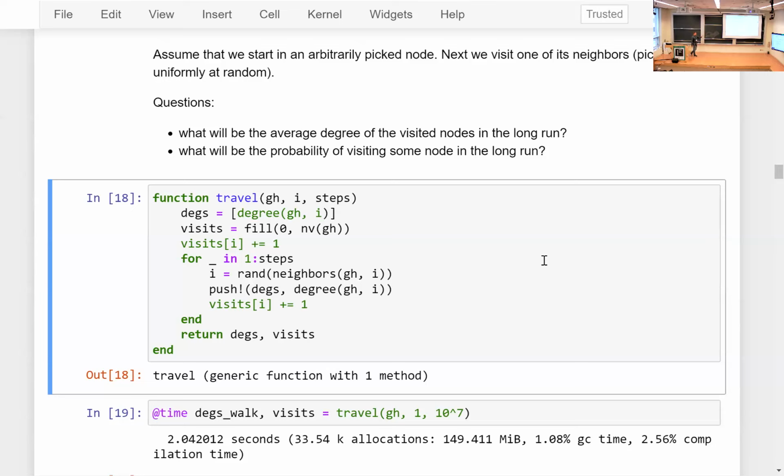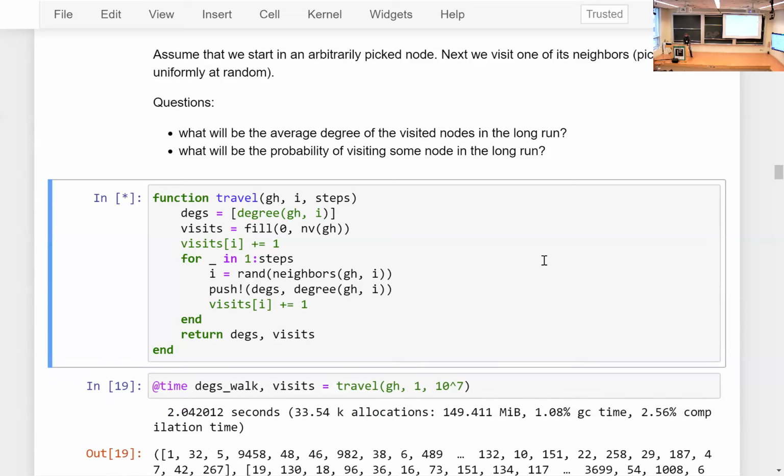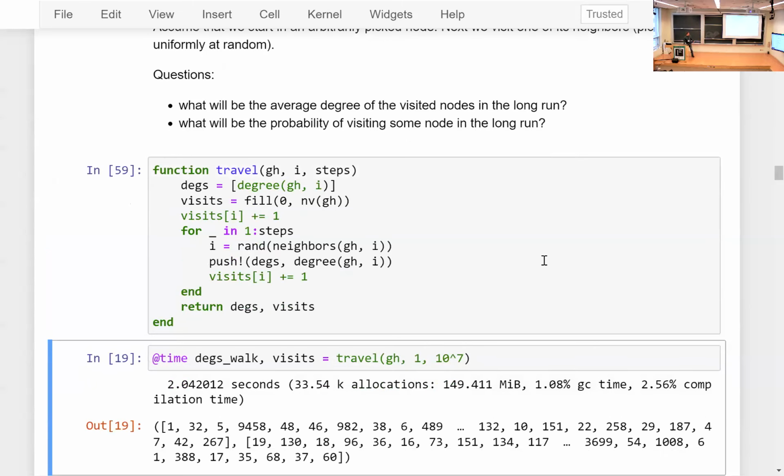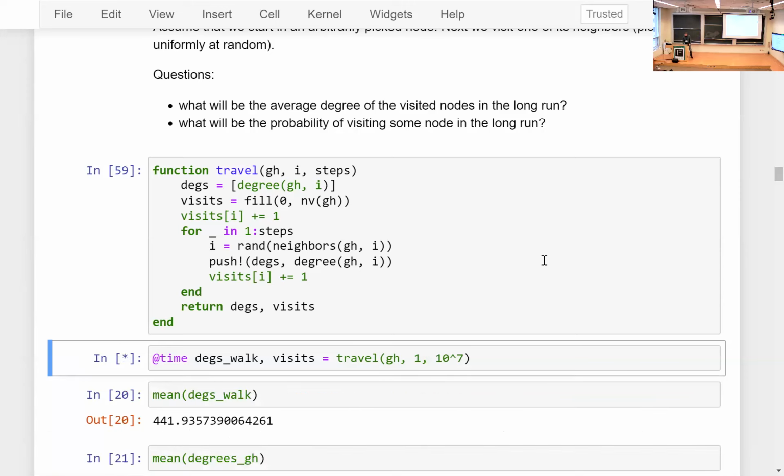And finally, I will return this vector of degrees and vector of visits. What is relevant here is that this is, I would argue, readable code, and I will just show you that it should run relatively fast. So I run it for 10 million steps.